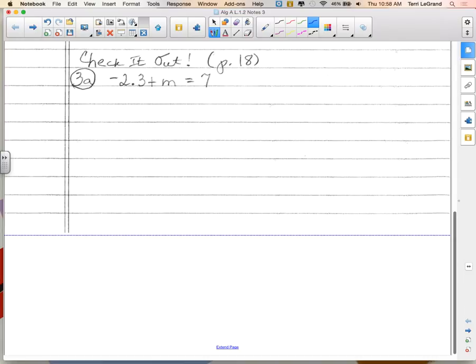We have a negative being added to the variable. So what did it say we're going to do? How are we going to undo adding a negative? What did it say up there we're going to do? What was in the objective?